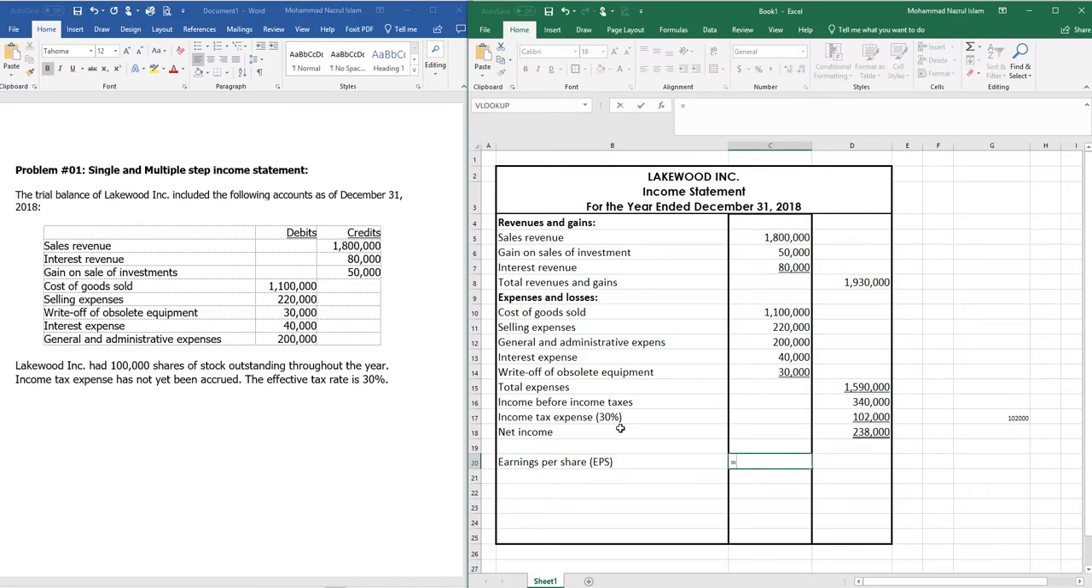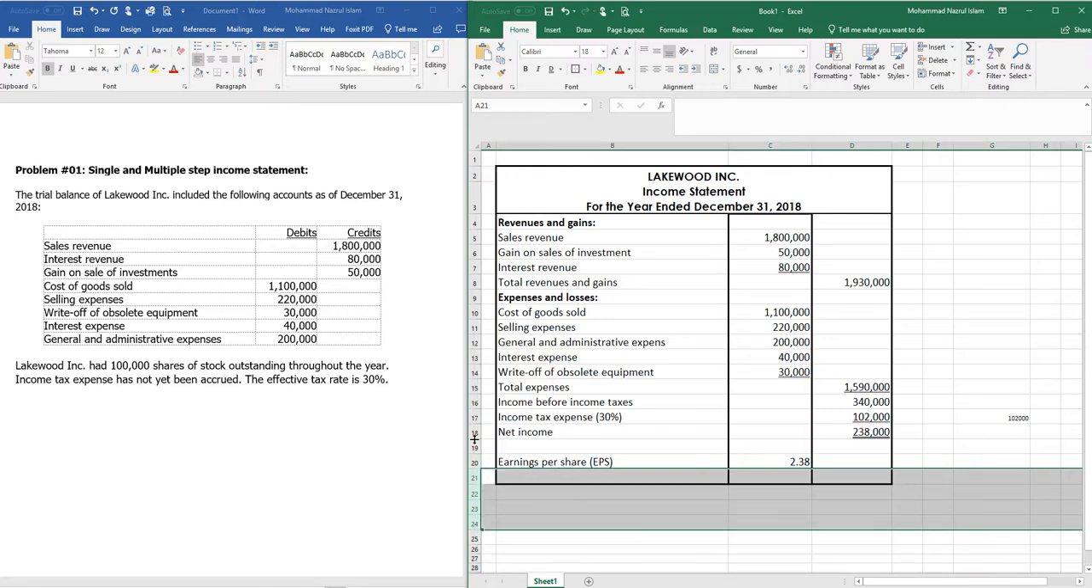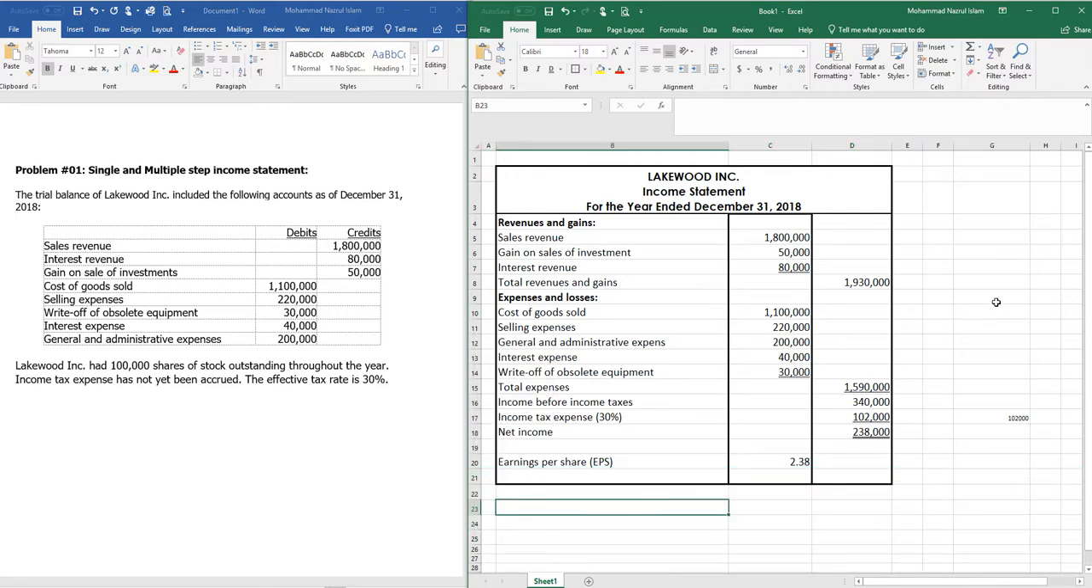It should be equal to total earnings, that is 238,000, divided by the number of shares outstanding, which is 100,000. So this is our earnings per share. So students, we have just solved the single step income statement. I hope you have all understood these solutions. We will be solving the same problem in the multiple step income statement.